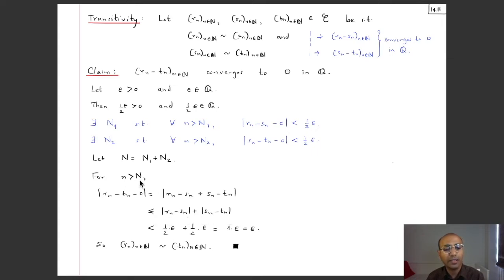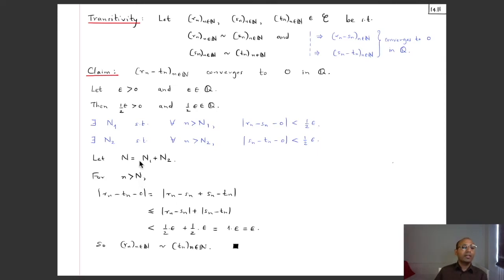But since this n is bigger than capital N, it's in particular bigger than N1 so that this holds, so this thing is less than epsilon by 2, and also this little n is bigger than N2 so that this holds, and so this is less than epsilon by 2. But if I take epsilon as a common factor, I get half plus half, which is 1, and 1 times epsilon is equal to epsilon.